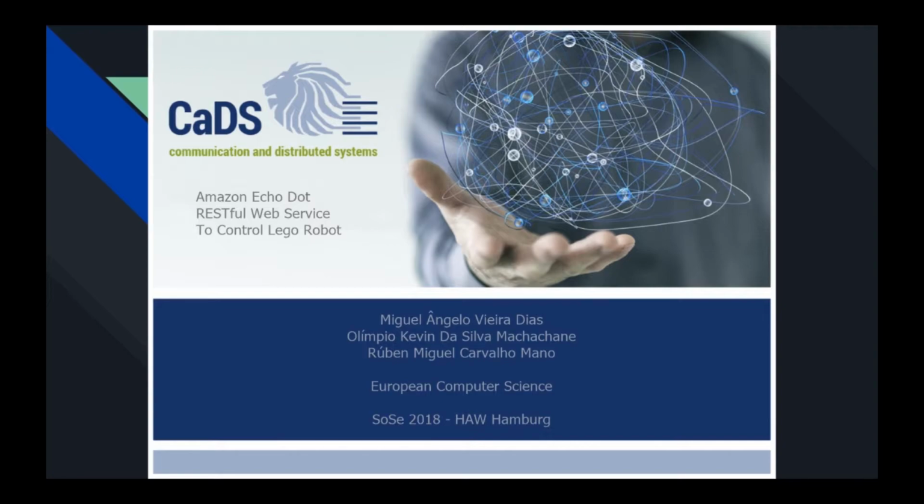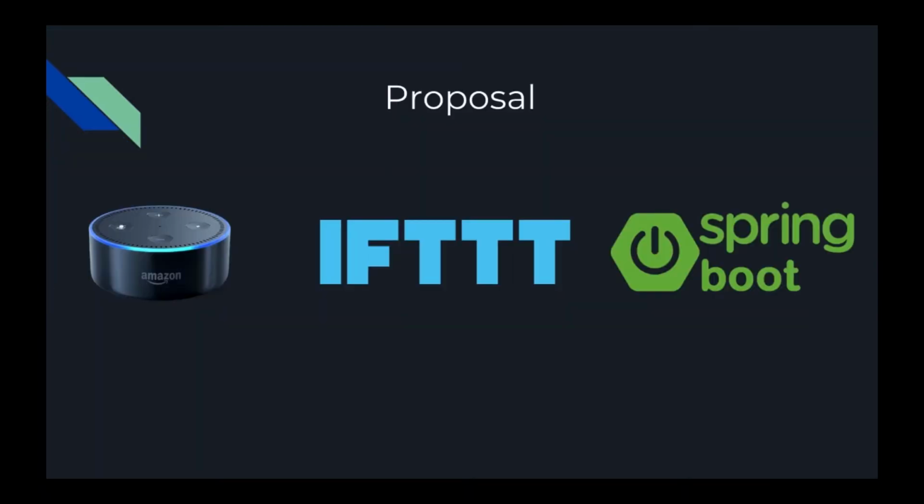The video contemplates Milestones 3 and 4, which had the goal of controlling a robot with an IoT device in a distributed system context. For our proposal, we decided to use Amazon Echo Dot. Instead of creating an Alexa skill from scratch, we decided to use a simple tool, IFTTT, and a framework, Spring Boot, that allow us to easily create Spring-based applications that we can just run.